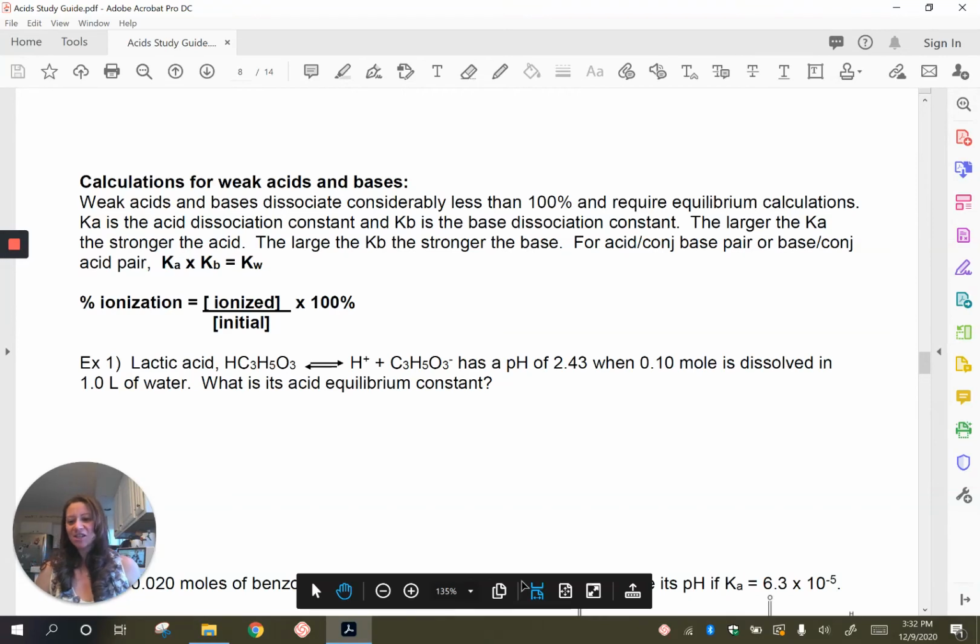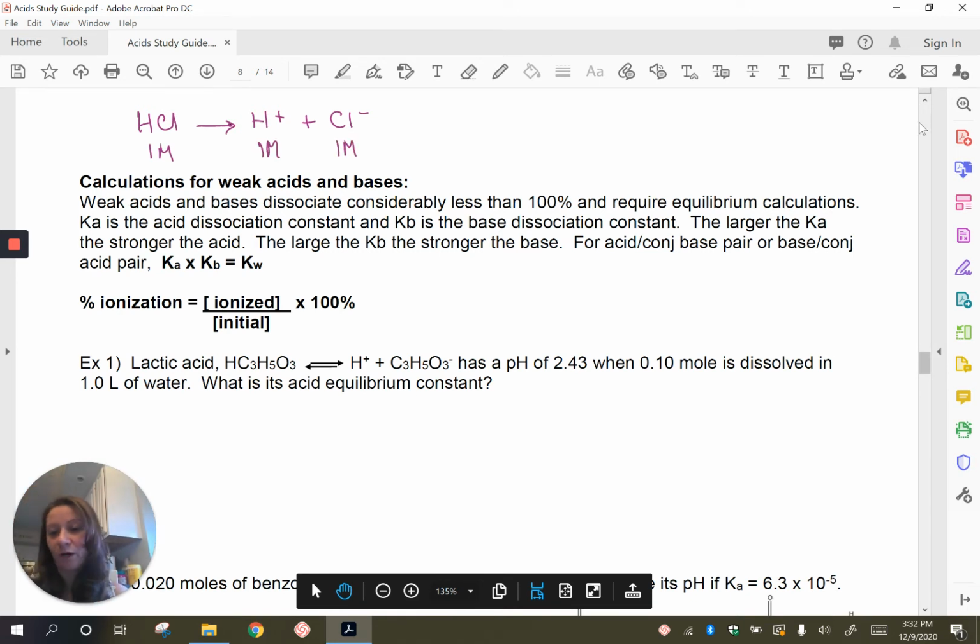Hi guys! Last time we were doing calculations with strong acids and bases, and we were finding pHs and molarities and all kinds of stuff. And those were pretty simple calculations because we know that if you have a strong acid or a strong base, they 100% ionize in water. So if my HCl, for example, was 1 molar, then that means that my H plus is 1 molar and my Cl minus is 1 molar. I know that just from the stoichiometric ratios because all of it, 100% of it, ionizes and turns into H plus and Cl minus. Now that does not happen with weak acids or weak bases.